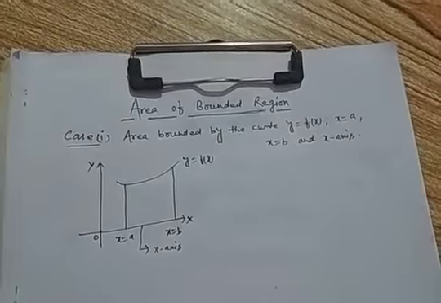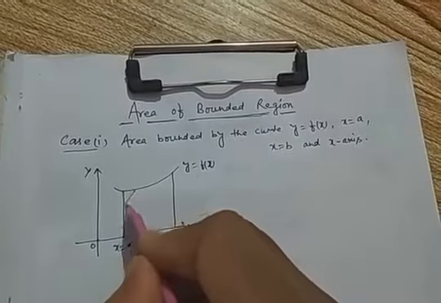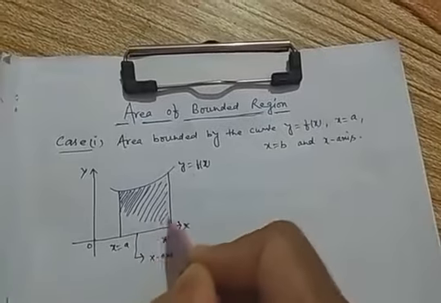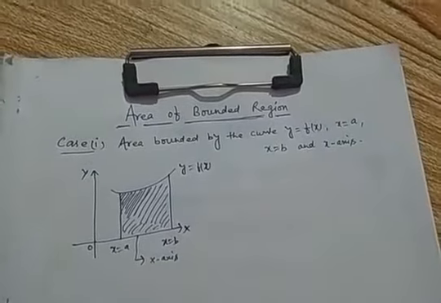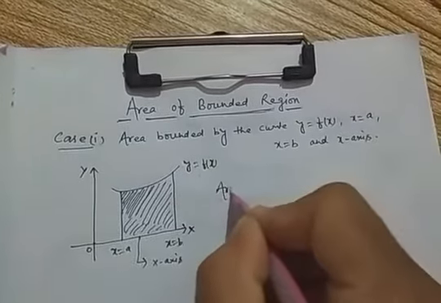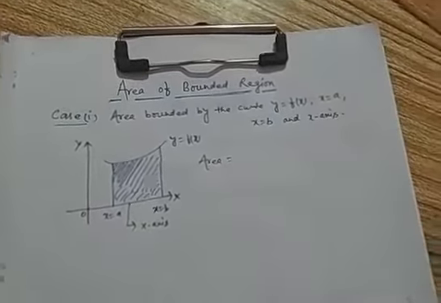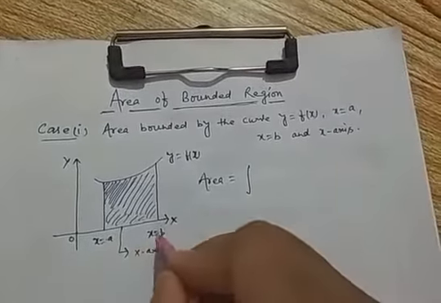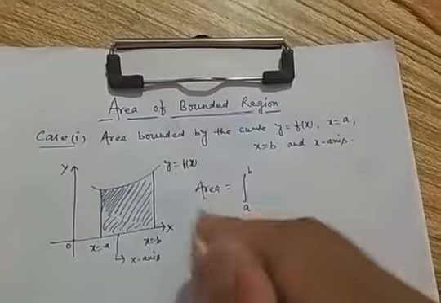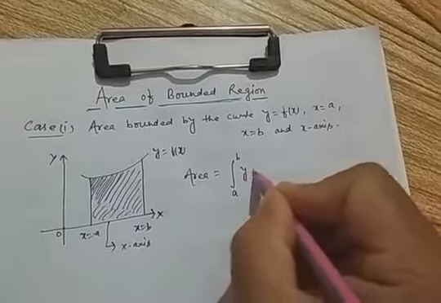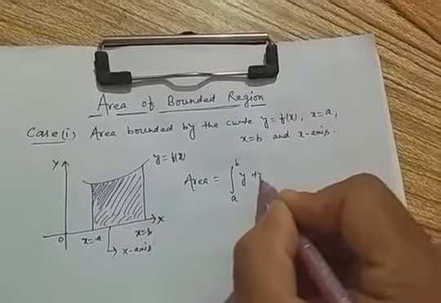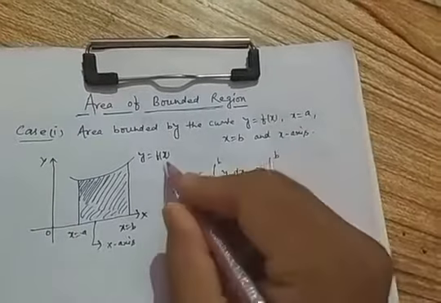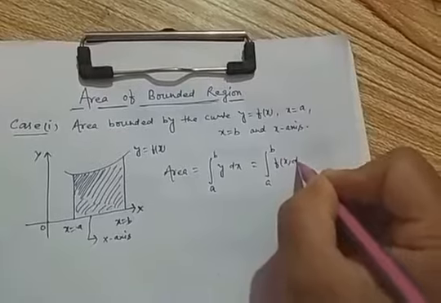Okay, so here, students, the area of this shaded region can be written as a definite integral: area is equal to the integration from a to b of y dx, which is the integration from a to b of f(x) dx, since y = f(x).